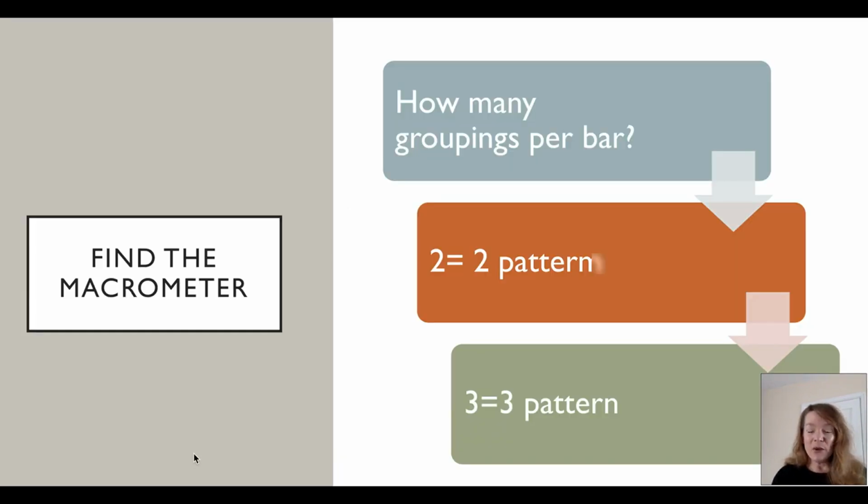Okay, so finding the macrometer once you've visually identified your groups of 2s and 3s. First question is, how many groupings of 2s and 3s are there per bar? So you're counting the groupings. If you have 2 groupings, maybe a 2 plus 3 or a 3 plus 2, your pattern will be 2 as a macrometer. If you have 3 groupings of 2s and 3s in the bar, your pattern of conducting the macrometer will be 3.